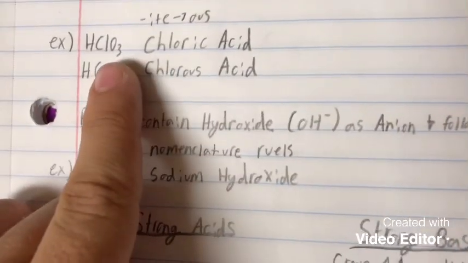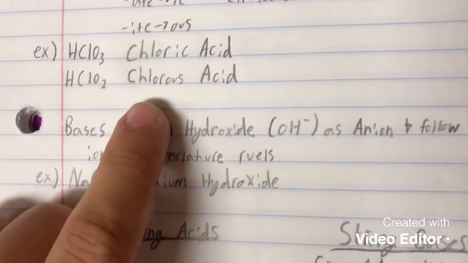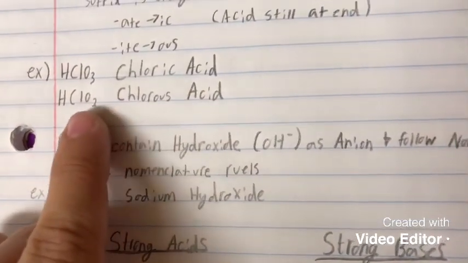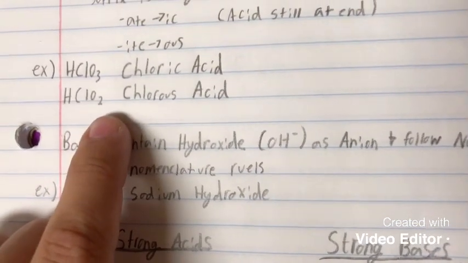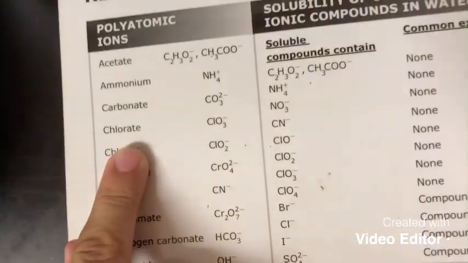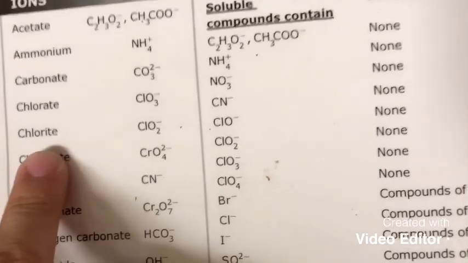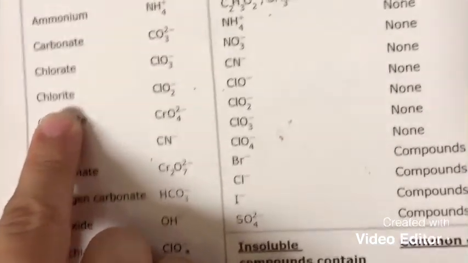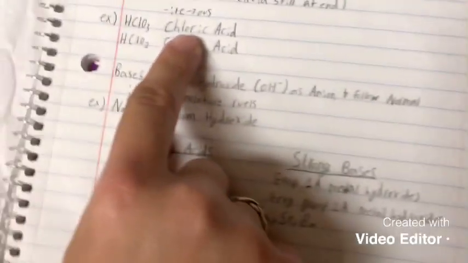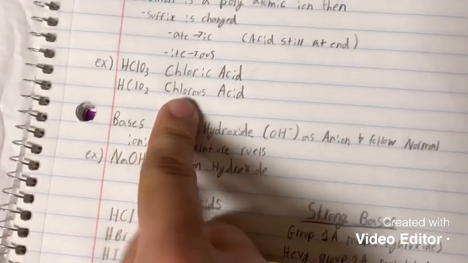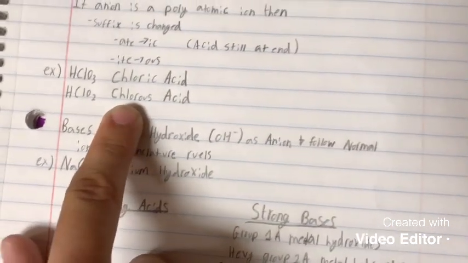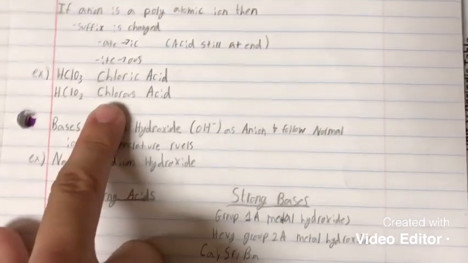So for these two is an example of what happens. HClO3 and HClO2. This one came from chlorate, while the other one came from chlorite. They change to, over here, chloric and chlorus. If you don't put this in, your answer will be wrong. So be very careful about which one it came from.